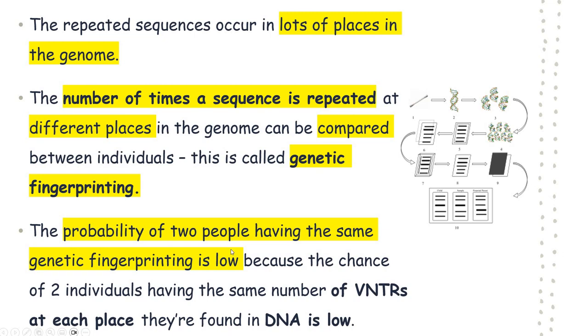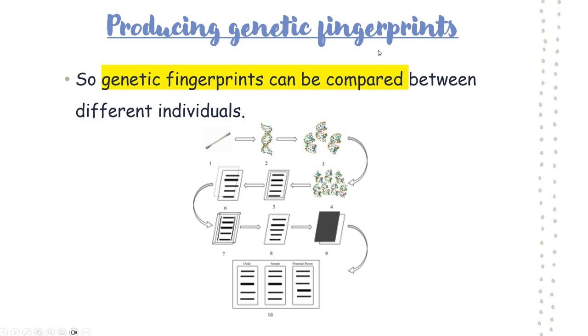The probability of 2 people having the same genetic fingerprint is low because the chance of 2 individuals having the same number of VNTRs at each place they're found in the DNA is very low too. So, producing genetic fingerprints. Genetic fingerprints can be compared between individuals.